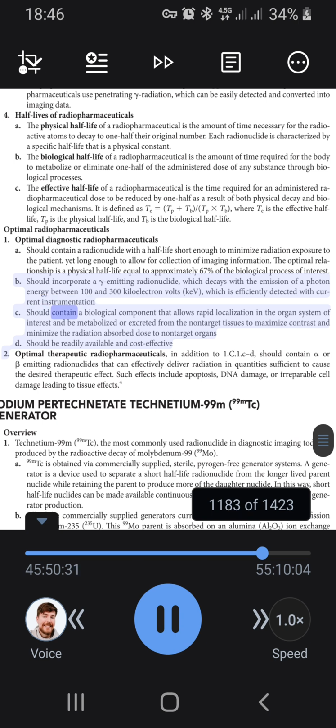C. Should contain a biological component that allows rapid localization in the organ system of interest and be metabolized or excreted from the non-target tissues, to maximize contrast and minimize the radiation absorbed dose to non-target organs. D. Should be readily available and cost-effective. 2. Optimal therapeutic radiopharmaceuticals, in addition to 1B through 1D, should contain alpha or beta emitting radionuclides that can effectively deliver radiation in quantities sufficient to cause the desired therapeutic effect. Such effects include apoptosis, DNA damage, or irreparable cell damage leading to tissue effects.